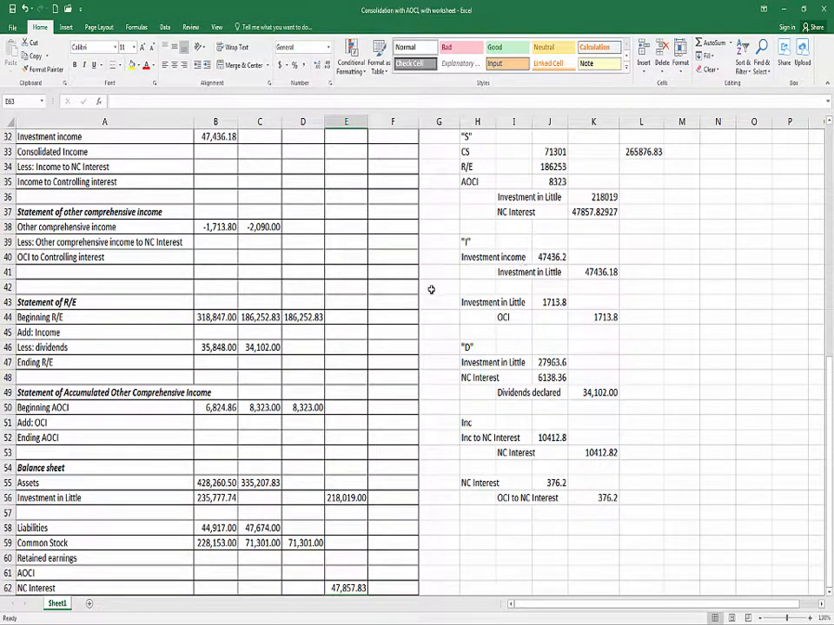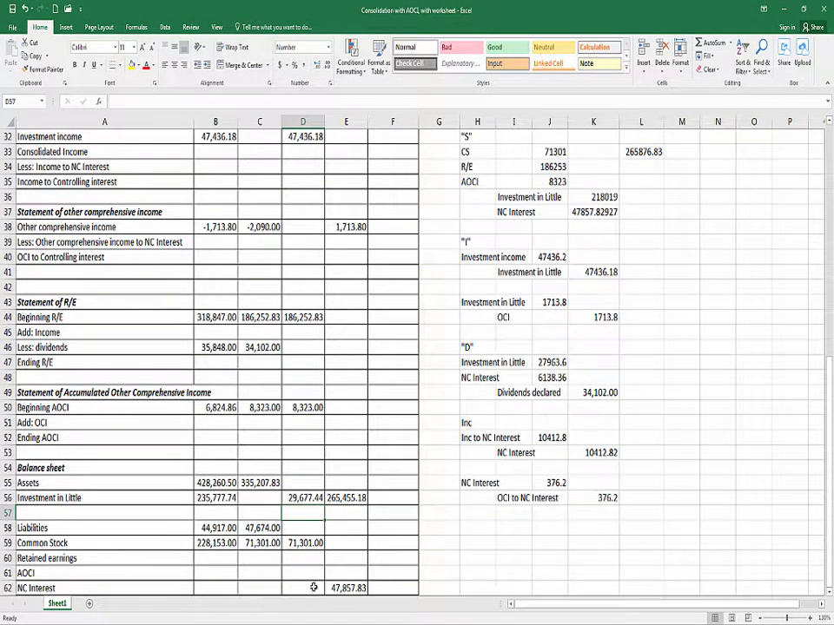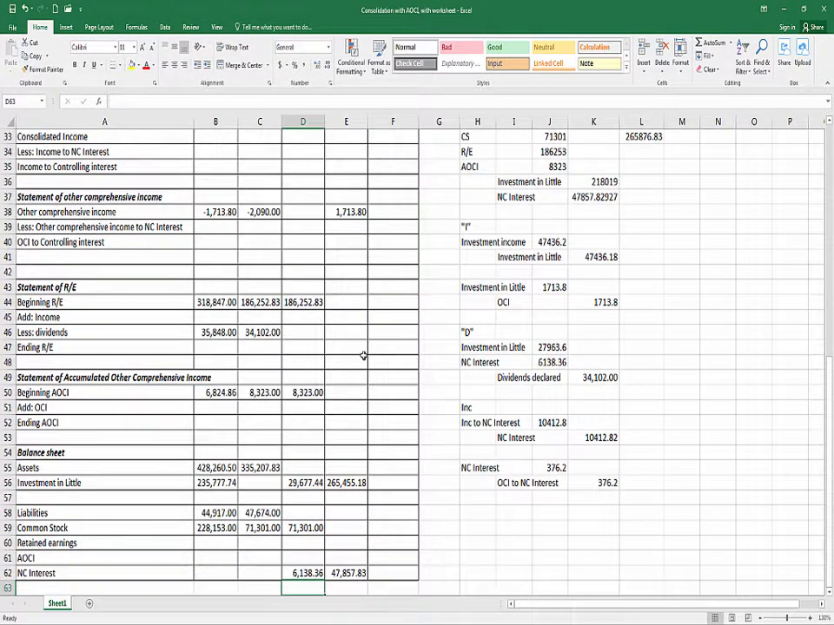Next elimination entry, I. We're going to go ahead and debit investment income and credit the investment in little. We're going to debit the investment in little and credit OCI, other comprehensive income. D for dividends, we're going to debit the investment in little. We're going to debit the non-controlling interest. And we're going to credit dividends declared, just like we've always done.